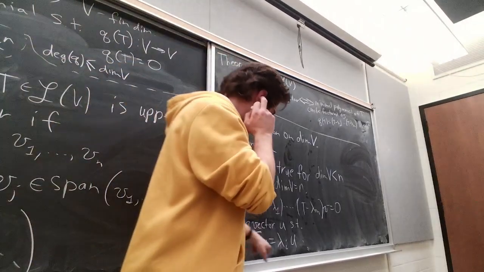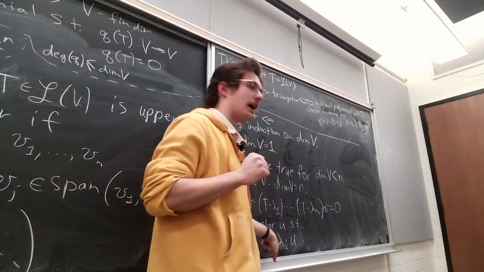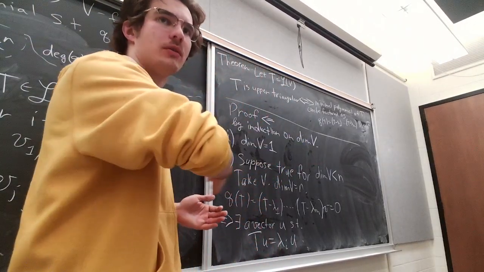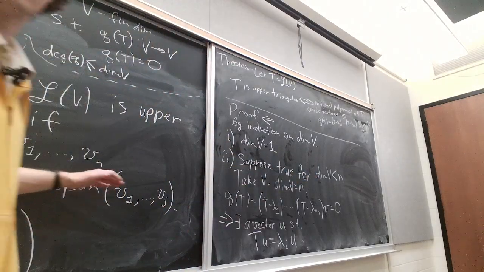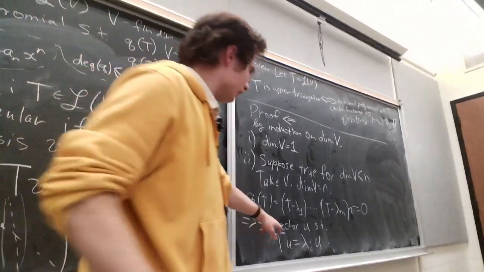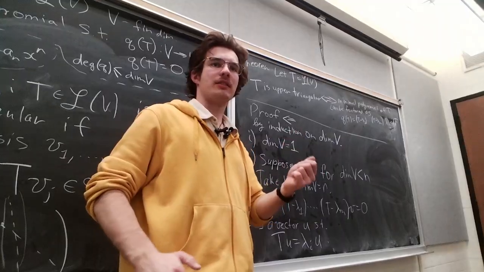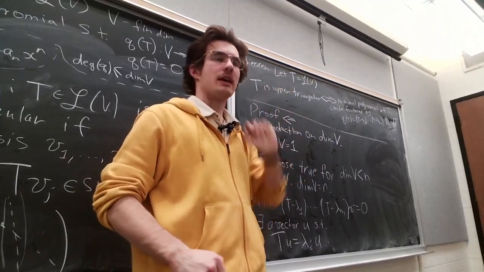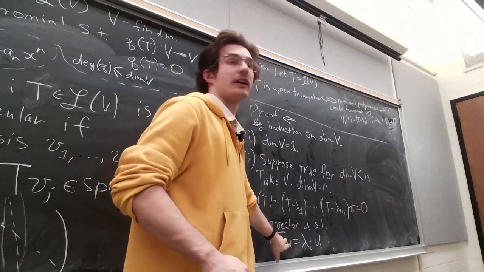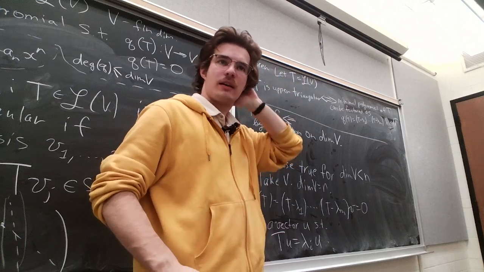So now, what I want to do is pick a basis such that T is upper triangular in this basis. Do you agree? And clearly u is going to be the first vector in my basis because it's diagonal. So it's an eigenvector, right? So u is going to be the first vector in my basis.